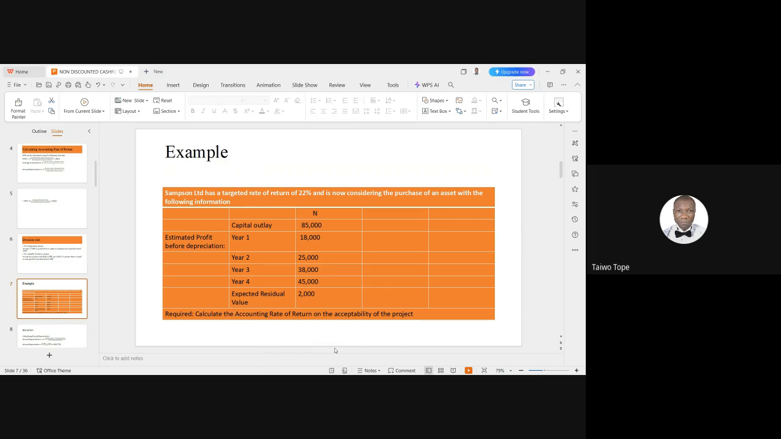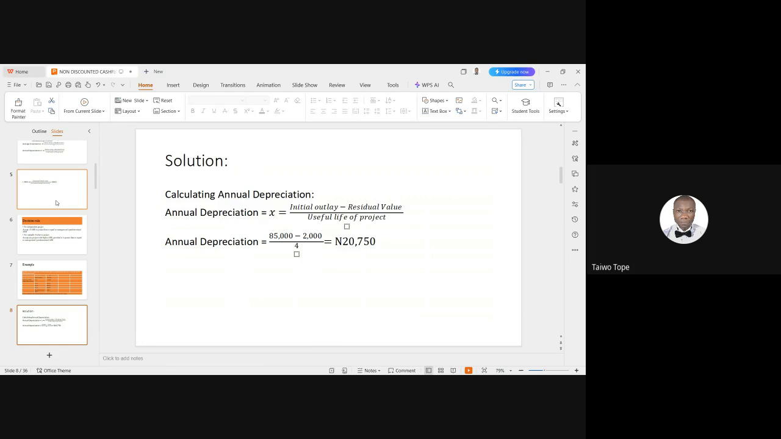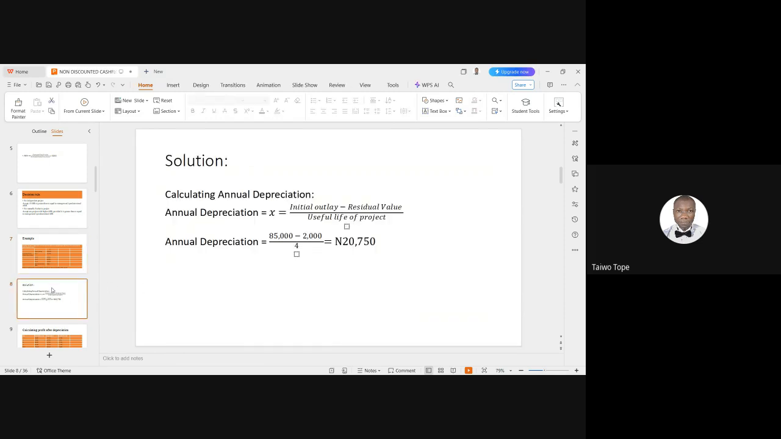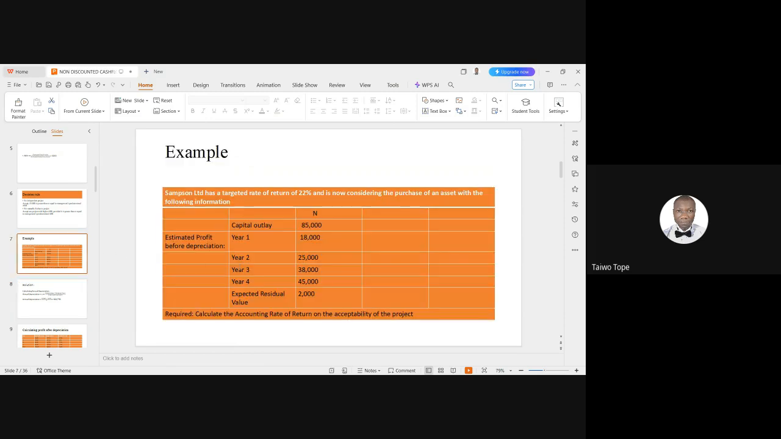I've shown the working on my slide. For you to calculate that, you must know what your annual depreciation is, because for you to get your accounting profit, you must deduct depreciation from each of these profit elements here. This is still cash flow, not yet accounting profit, because depreciation is still part of it. But for you to get your accounting profit, you have to deduct depreciation, and hence the need for us to compute our annual depreciation. The initial outlay of the project is 85,000. The residual value is 2,000, and the useful life of the project is 4 years. So you can see all these data here.